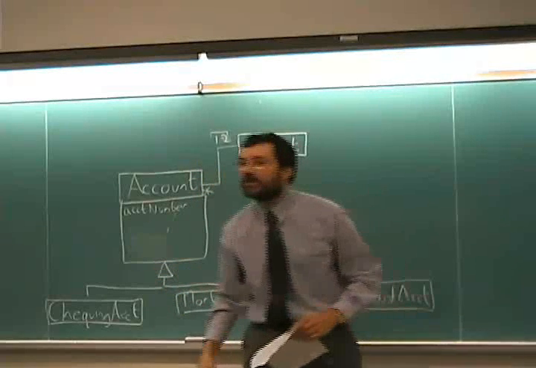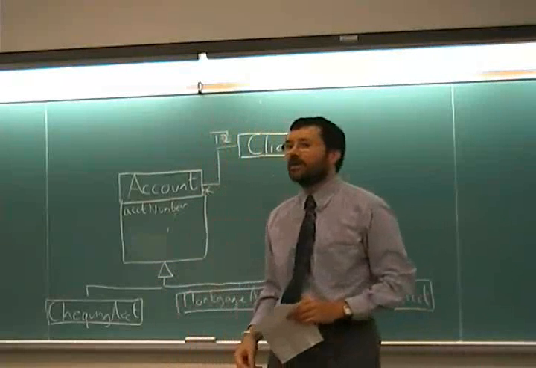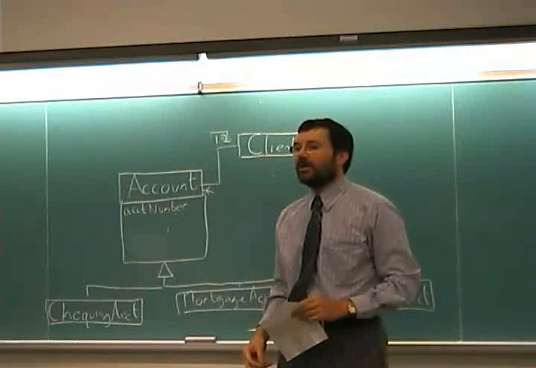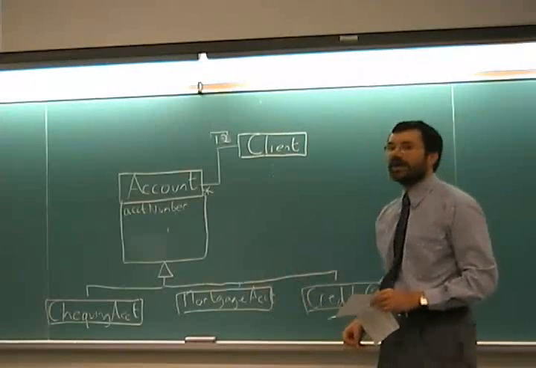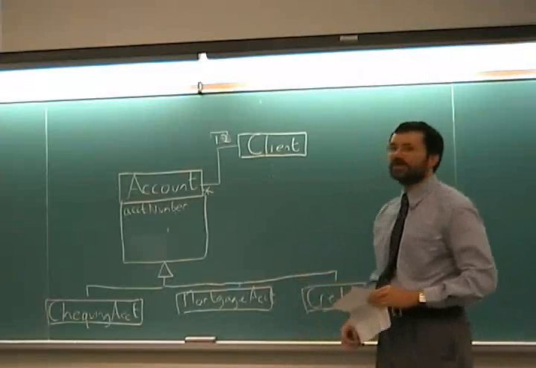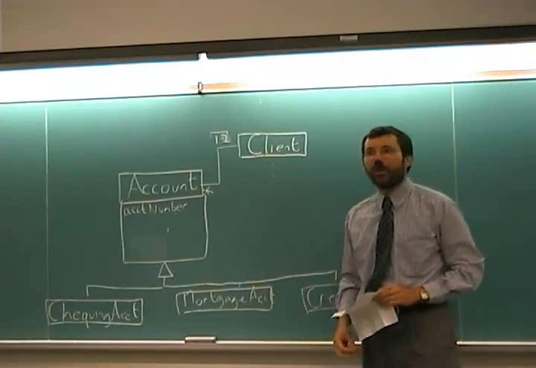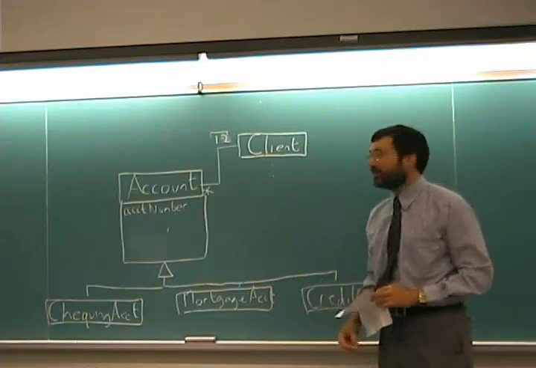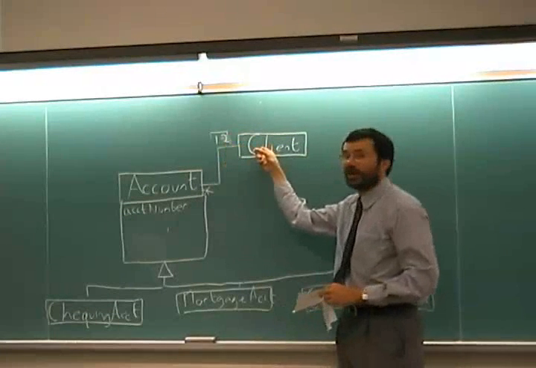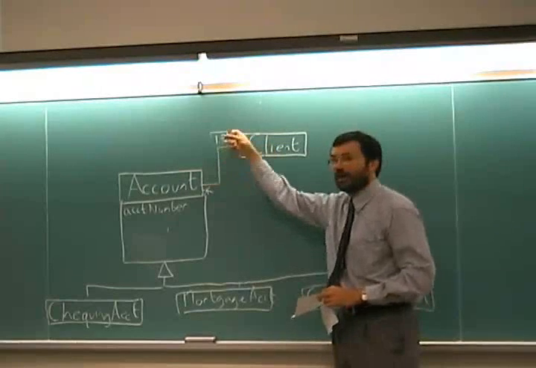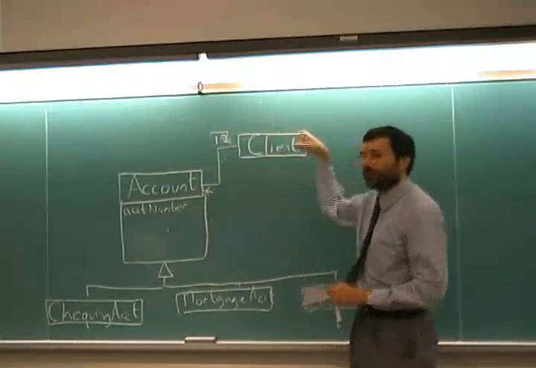Yeah? What about on the accounts you would say whether it is a joint account or not? Because the joint account could be either checking, mortgage, or credit card. Okay, so her question was, how about we say whether it's a joint account or not? Well, the answer to that is we've already done that. This here is saying if it's 2 clients, it's a joint account. If there's 1 client, it's not a joint account. Okay, so the number of clients gives us that information.